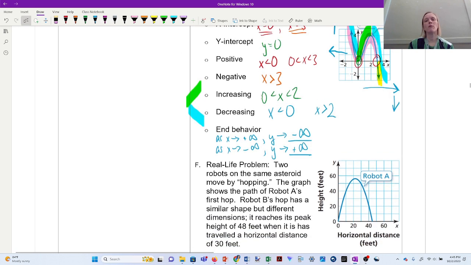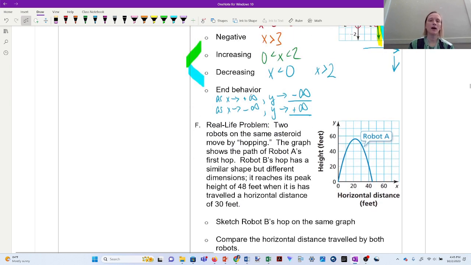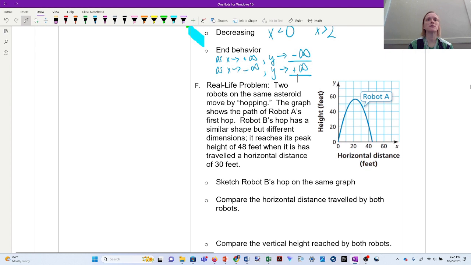Lastly, let's look at a real-life problem and how we can think about comparing two graphs on the same coordinate plane. Two robots on the same asteroid move by hopping. This graph shows the path of robot A's first hop. Robot B's hop has a similar shape, so it's going to have a curved shape, but different dimensions. It reaches its peak height of 48 feet, which is just shy of 50, about here, when it has traveled a horizontal distance of 30 feet. So the peak is going to be right about here.